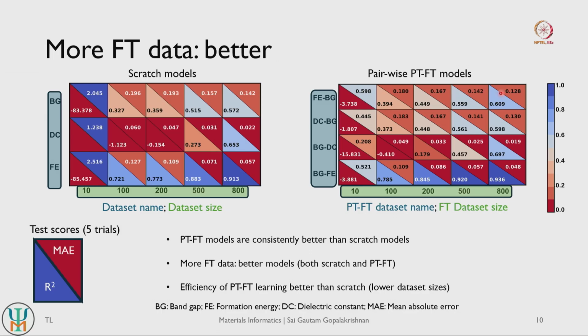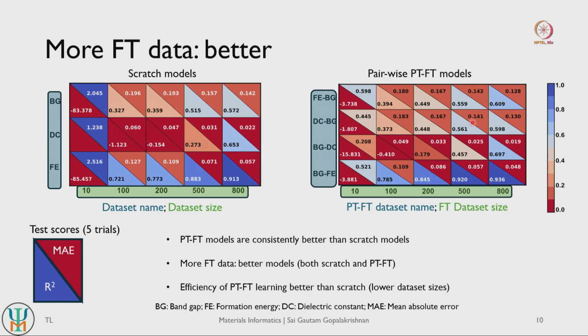On the right side we have the performance listed for the pairwise transfer learned models. Once again I am using a similar notation here. This model has been pre-trained on formation energy and fine-tuned on computational band gap, so it is trying to predict computational band gap. You can compare the performance across this row along with this row of Scratch here. And a similar thing here: you are pre-training on dielectric constant and fine-tuning on band gap, so it is trying to predict band gaps.